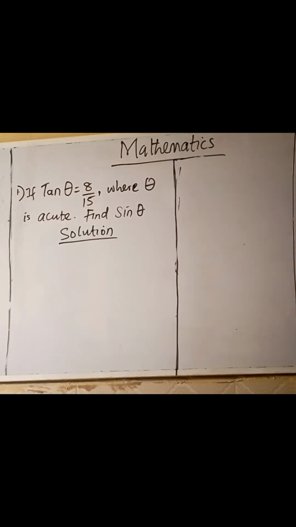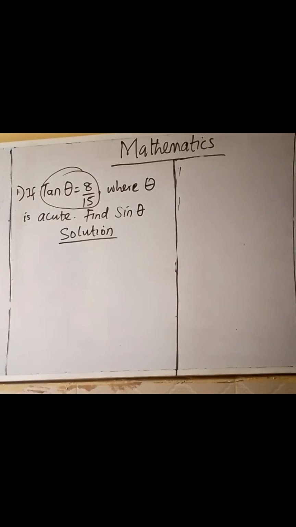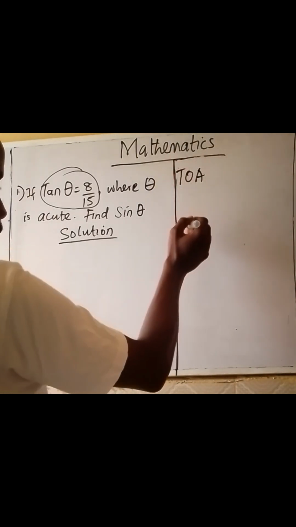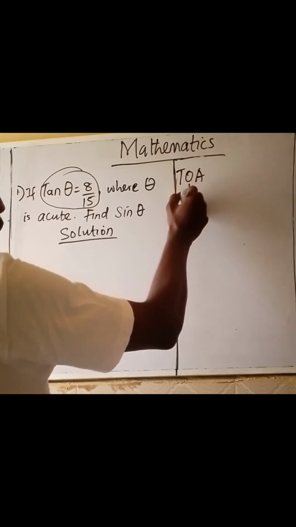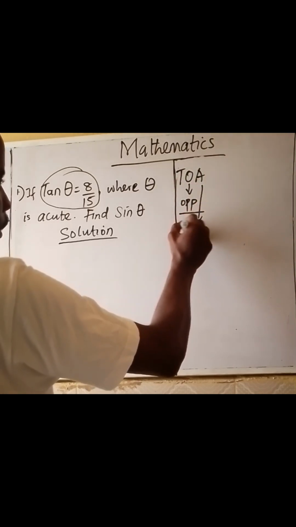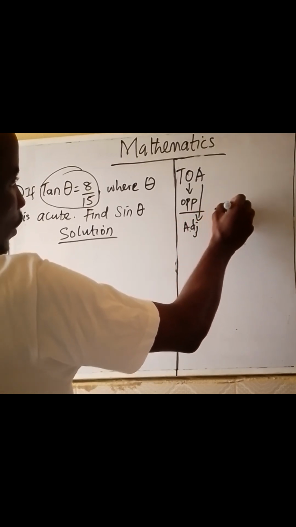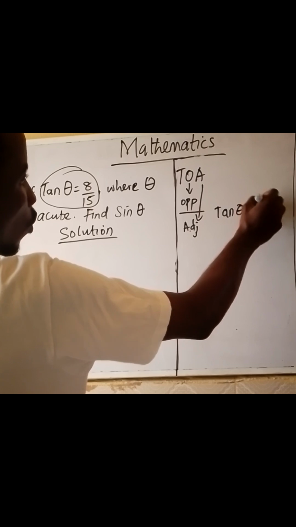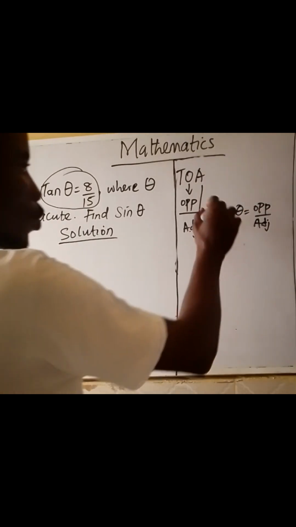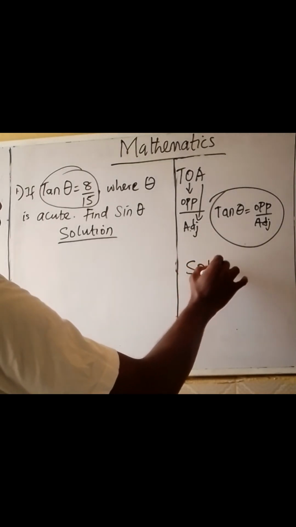Now, for me to be able to solve this question, the first thing that comes to my mind is that they say tan theta. So remember your rules. Tan is toa, which means opposite over adjacent. That means my tan theta is equal to opposite over adjacent. So this is what I'm using.